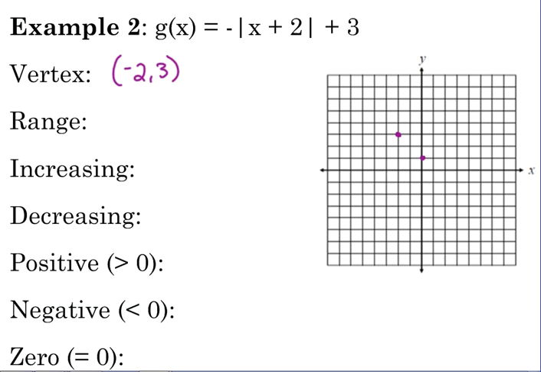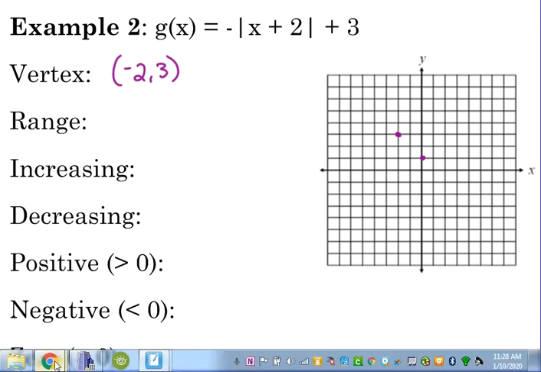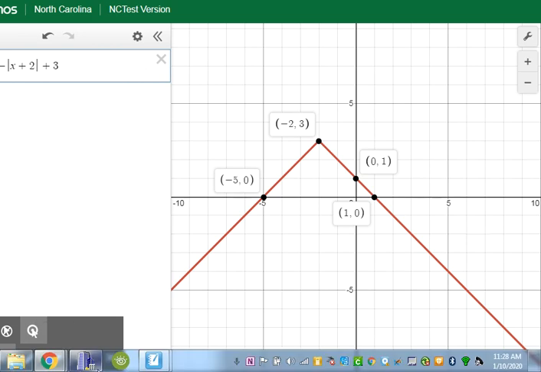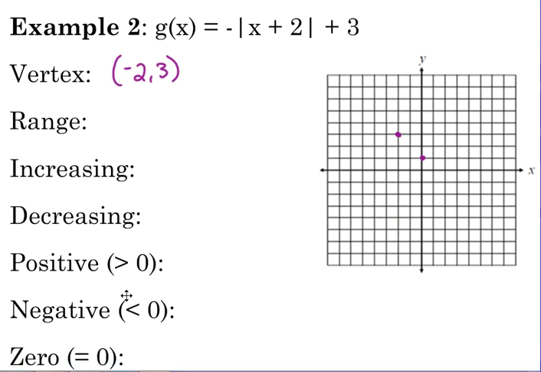And we had an intercept at, was it 0, 1? Yeah, 0, 1, 1, 0, and 5, 0. Okay, those are the important points on our graph here. Okay, I went ahead and wrote down our vertex at -2, +3.